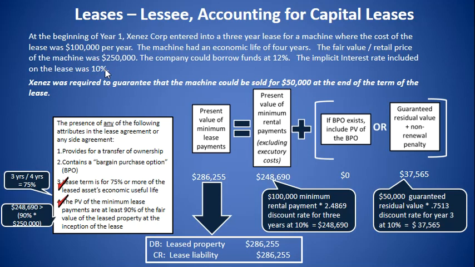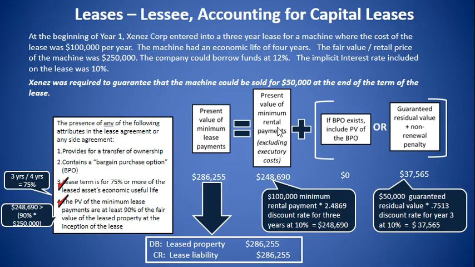I've added a 5th line here, and it's in bold. It says Zena's was required to guarantee that the machine that they leased could be sold for $50,000 at the end of the term of the lease. Now again, if you take a look at the criteria for capitalization, it meets criteria 3 and 4. But now I need to calculate the present value of my minimum lease payments.